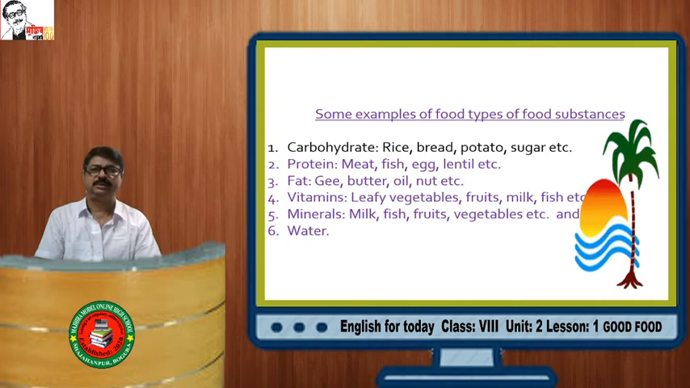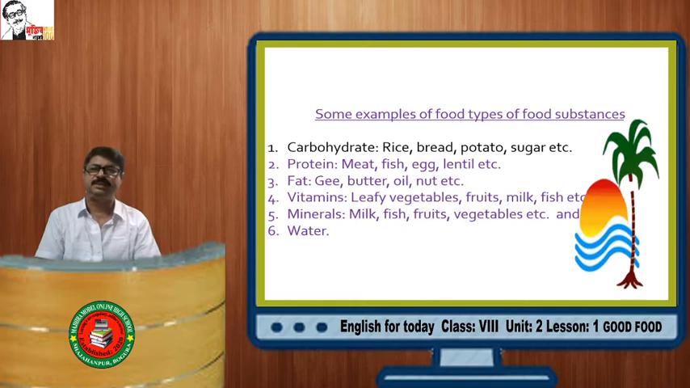Carbohydrate. Rice, bread, potato, sugar, etc. are the source of carbohydrate. Then protein. Meat, fish, egg, lentil, etc. are good source of protein. Then fat. Ghee, butter, nut, etc. are the source of fat.